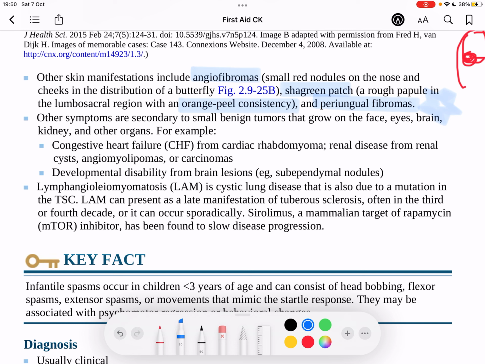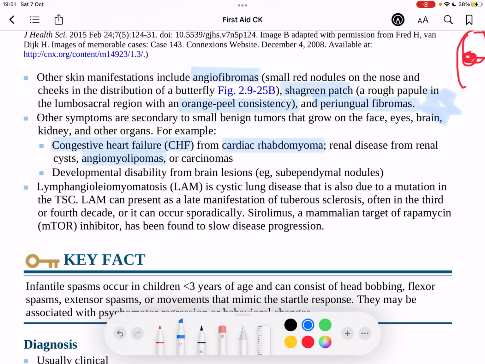Other symptoms are secondary to small benign tumours that grow on the face, eyes, brain, kidneys, and other organs. So we can get congestive heart failure. This is secondary to the cardiac rhabdomyoma. Very high yield to know. We don't have many primary cardiac tumours, but the cardiac rhabdomyoma is one of them, and that is almost always seen in tuberous sclerosis. Renal disease can also be seen from angiomyolipomas.